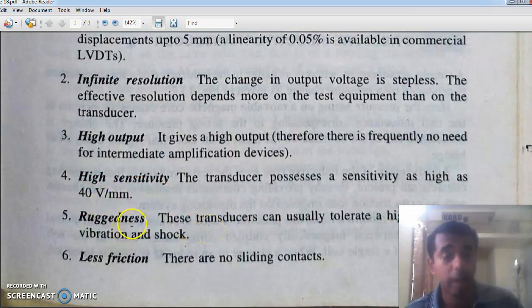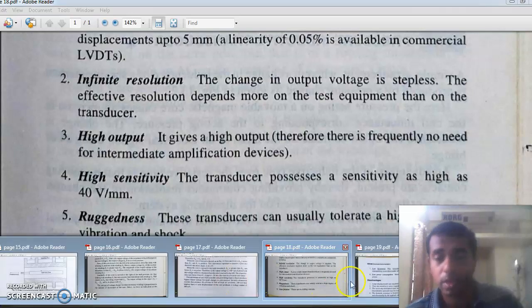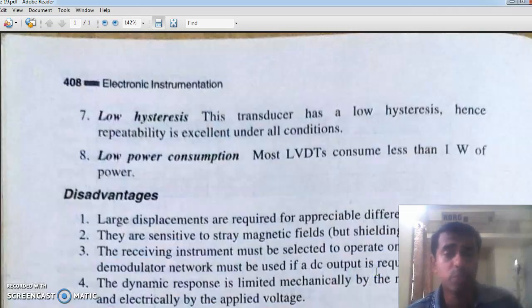Then we have a rugged construction. That is, it is very insensitive to vibrations as well as shock, and there is less friction because we don't have any sliding contacts like potentiometers. Okay, then we have low hysteresis. What is low hysteresis? Hysteresis itself means lag. This LVDT does not have any lag.